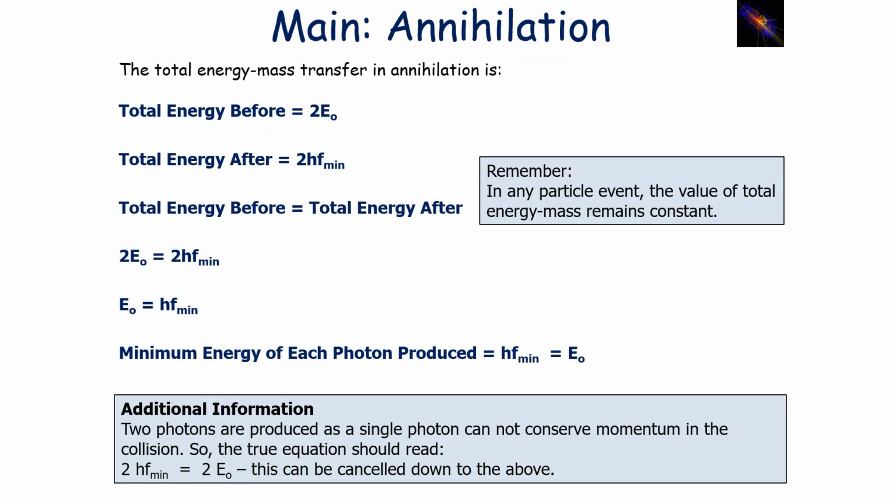So what we can say is that the energy before is 2E0, the energy afterwards is 2hf, so therefore 2E0 equals 2hf, so therefore E0, the minimum energy of each photon, is equal to hf. So this is true because two photons are produced.